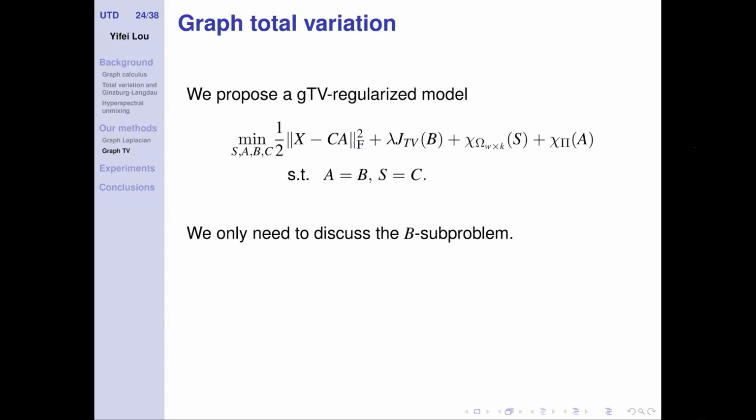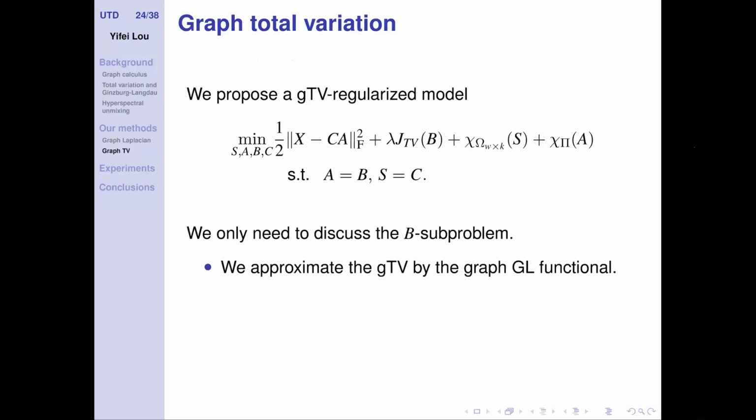We only need to discuss the B subproblem because the other variable is the same as the H1 seminorm. So we just look at B. I talked about the TV and the Ginzburg-Landau, and we haven't used it yet. So here is how we can use the Ginzburg-Landau. We do not directly minimize total variation. Instead, we approximate total variation by Ginzburg-Landau.